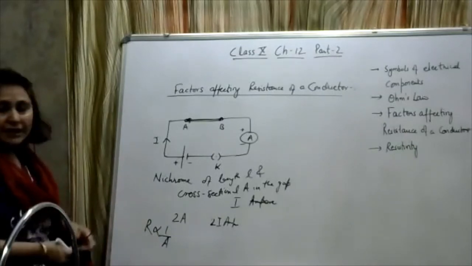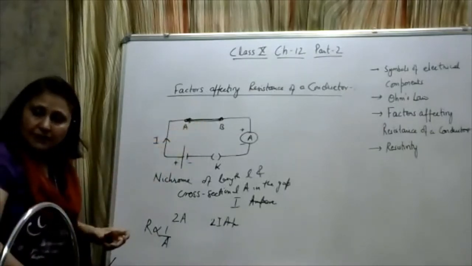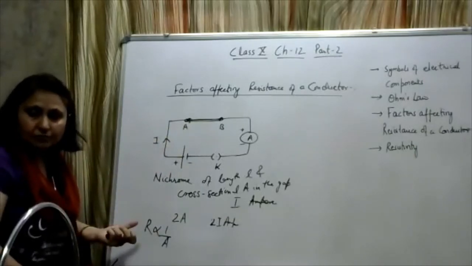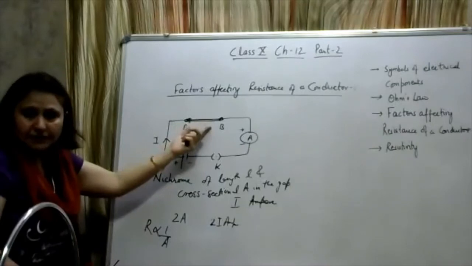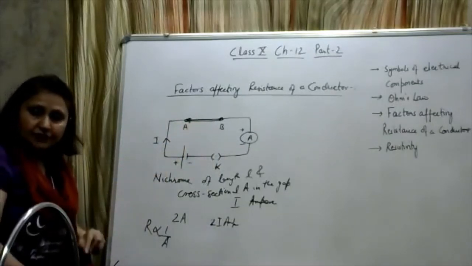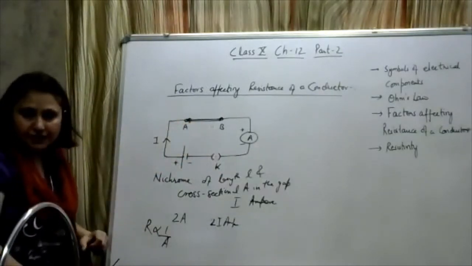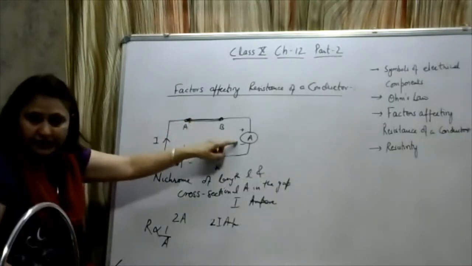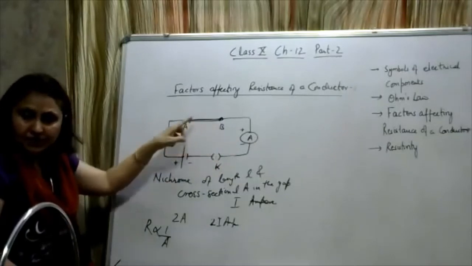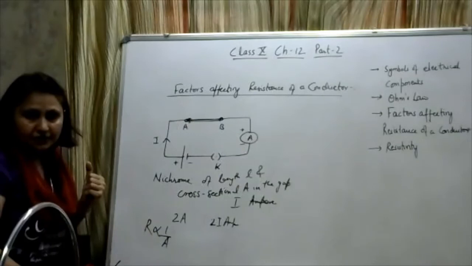Okay, now we connect wires of different materials in this gap. First a copper wire, then a nichrome wire. Nichrome is an alloy of nickel, chromium, etc. Then some other material. Every time you will see that the reading of the ammeter is different, which shows that the resistance depends upon the nature of the material. If the ammeter reading is more, it means that wire has less resistance. So this activity shows that the resistance also depends upon the nature of the material of the conductor.